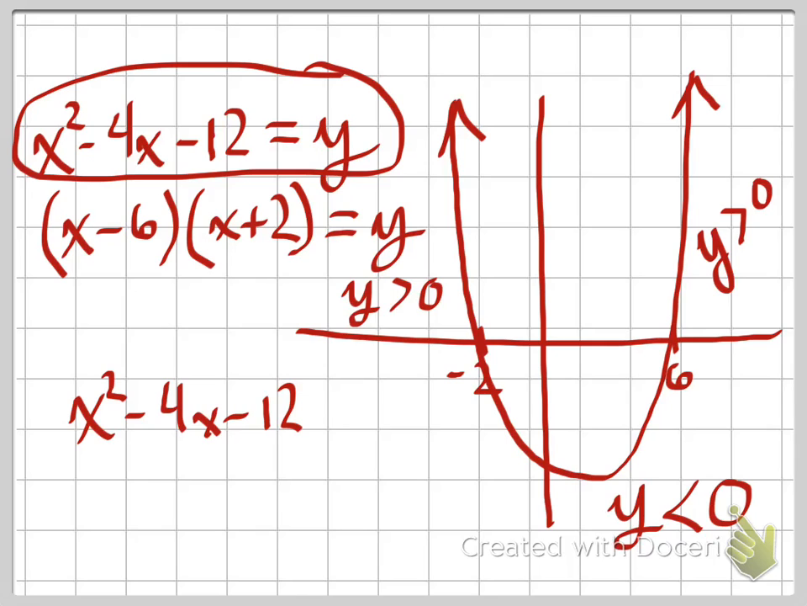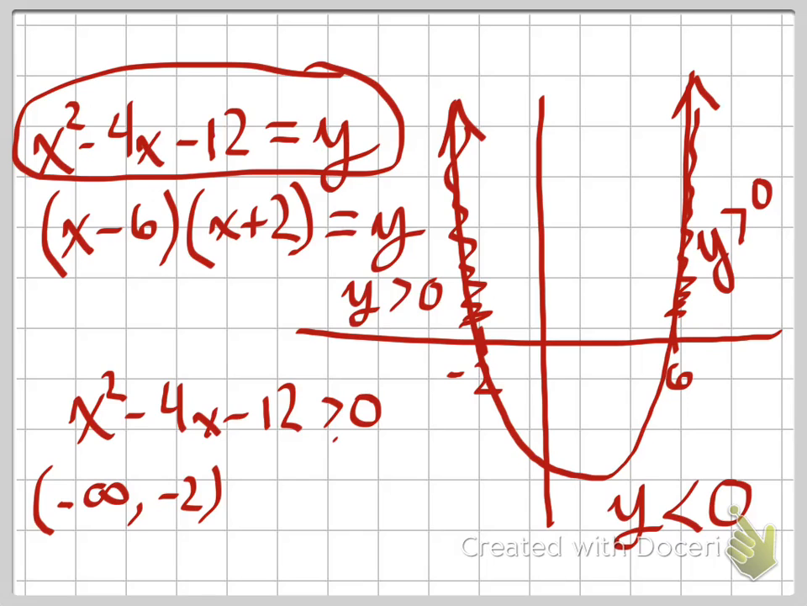We said greater than 0. Well, the graph is showing us where it is greater than 0. It's greater than 0, less than -2. All of this area up here, that's where the y values are greater than 0. So that's one of our intervals, from -infinity up to -2. And the other interval is over here, where the y values, again, are greater than 0, and that's where x is greater than 6. So the union of those two intervals, -infinity to -2, and 6 to +infinity, is where this function is greater than 0.